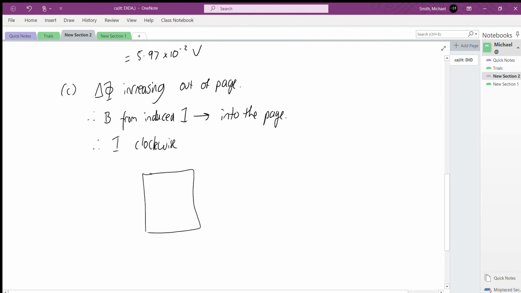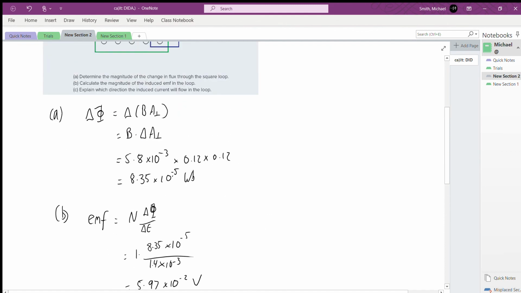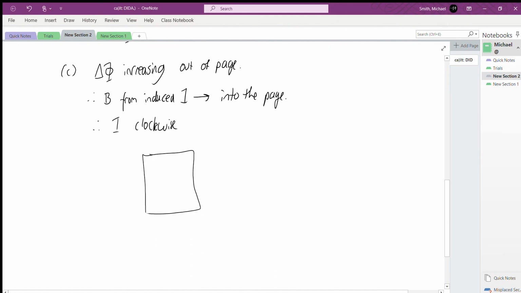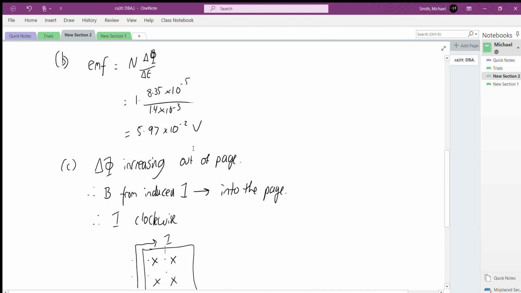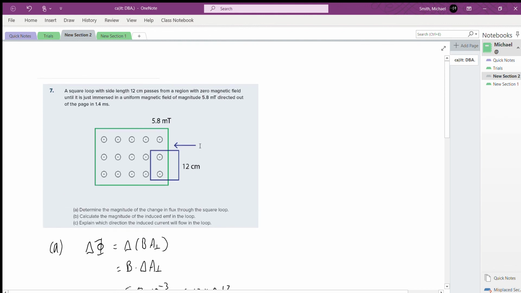So here we have the loop, we have the external magnetic field, which is out of the page. Therefore the induced magnetic field, since the flux is increasing, needs to oppose that change in flux, so we need a magnetic field directed into the page like this. Therefore, by the right-hand rule, the current needs to be going this way. So Lenz's law is probably the most difficult part of this, but the rest of it's fairly straightforward.